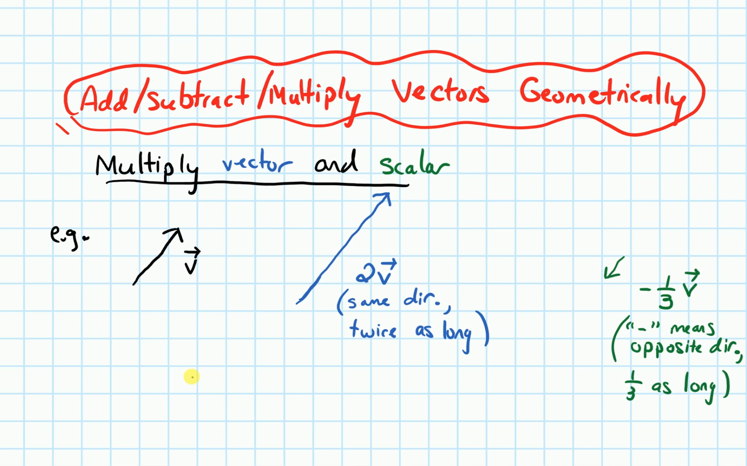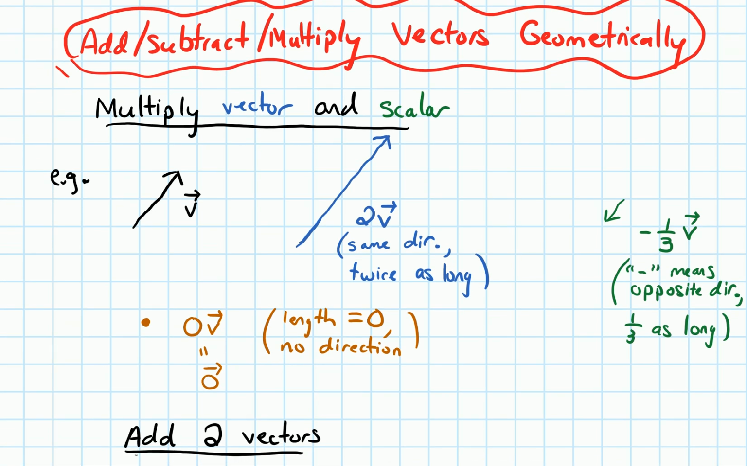Okay, and then what if I multiplied by 0? If I multiply by 0, it means I'm multiplying the length by 0. And that means the length is going to be 0. And if the length is 0, it means I just have a dot. And the dot is called the 0 vector. And the 0 vector has no direction. So 0 times v is a vector still, but it's the 0 vector. And the 0 vector has no direction.